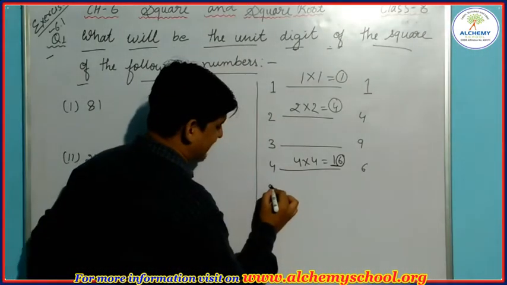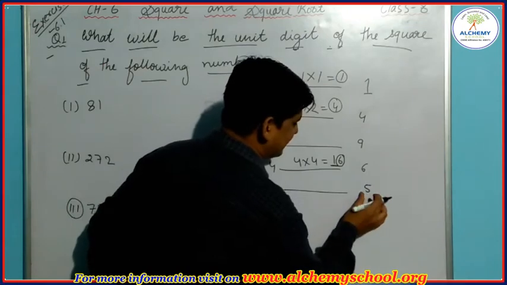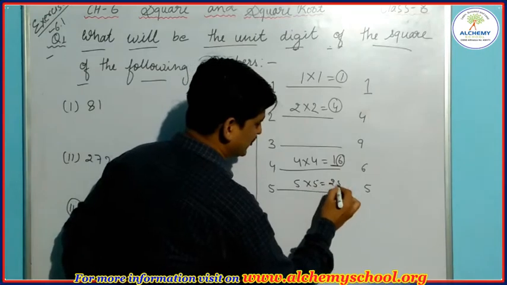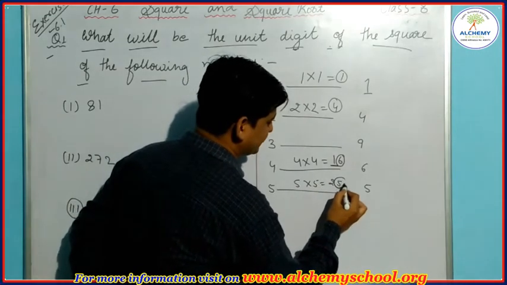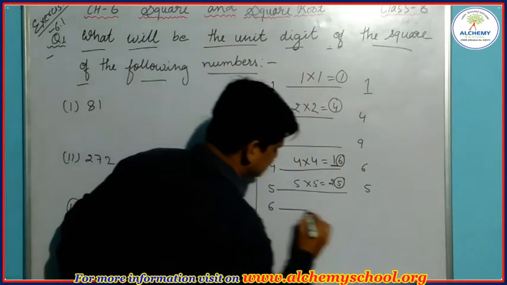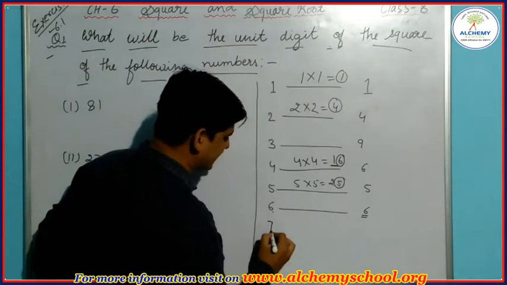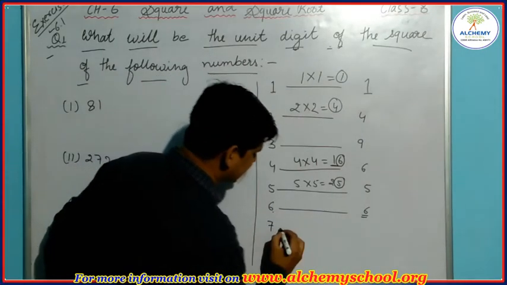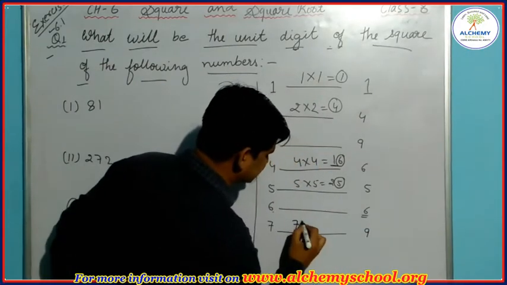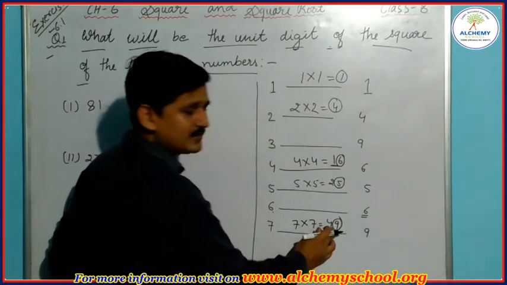If any number contains 5 on its unit place, the square of that number again contains 5 on its unit place, because 5 into 5 is equal to 25 and in 25 the unit place is 5. The same way, if any number contains 6, we get 6 on the unit place of the square of that number. If any number contains 7 on its unit place, the square of that number contains 9 on the unit place, because 7 into 7 we get 49 and in 49 the unit digit is 9.